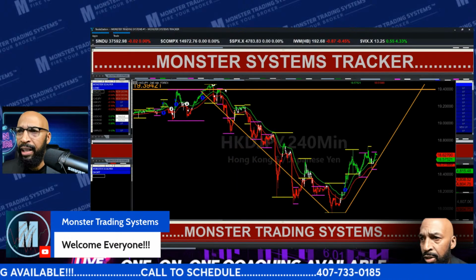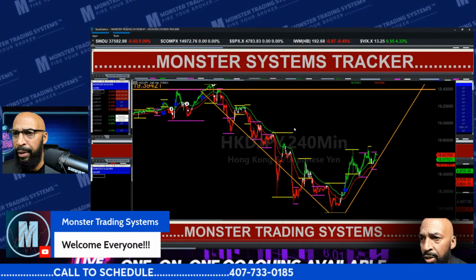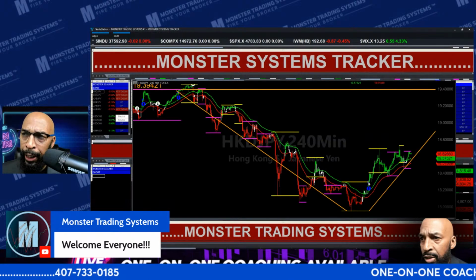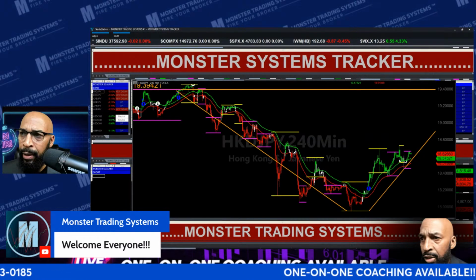All right. So markdown phase. Here is your markdown phase here. Here's your downward trend line. A buy signal here. Buy signal right here.